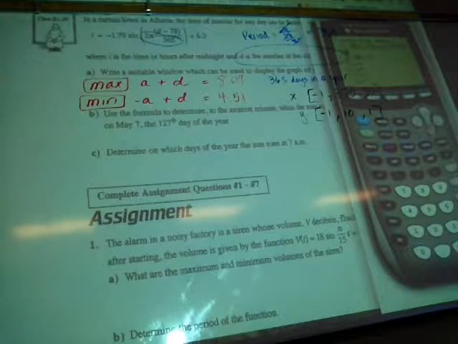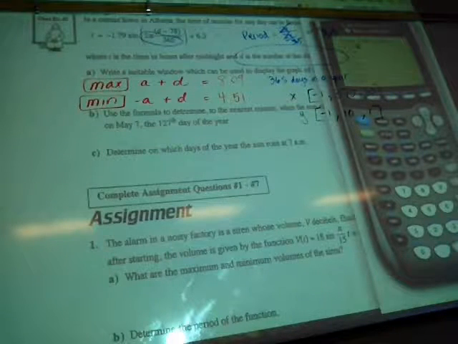2 pi times bracket. So you want to be careful with your brackets here. I'm going to put in one set of brackets, 2 pi divided by 365, multiplied by x minus 78. Close that bracket and then close the other bracket. And then add 6.3.